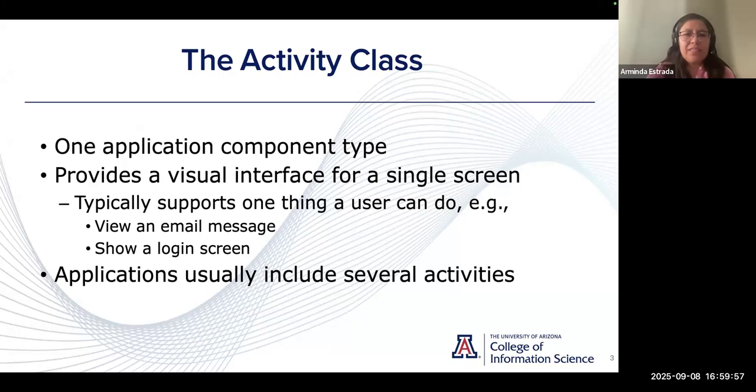The activity class is an application component type. There are different types of components, such as fragments and other things like that, and we'll look at those. But this is one application component type, the activity class. This one provides a visual interface for a single screen. Typically it supports one thing a user can do, for example, view an email message or show a login screen. So just one screen at a time, that's all it can show you. And applications usually include several activities.